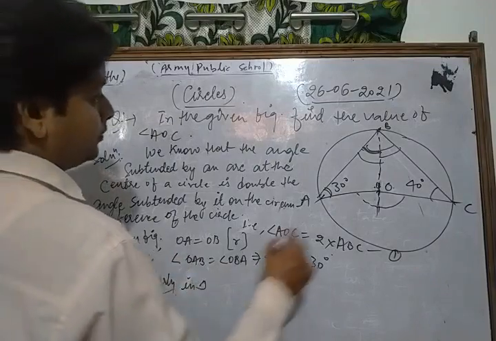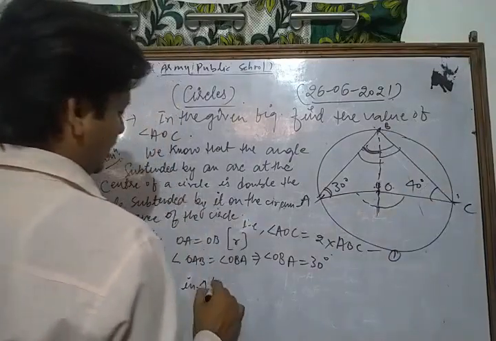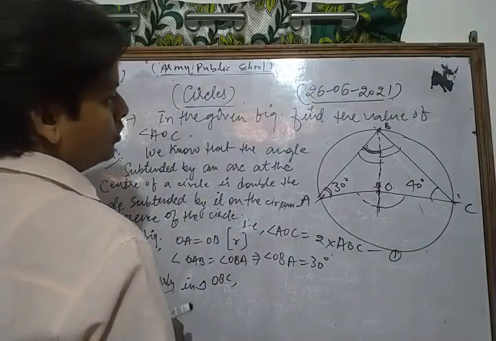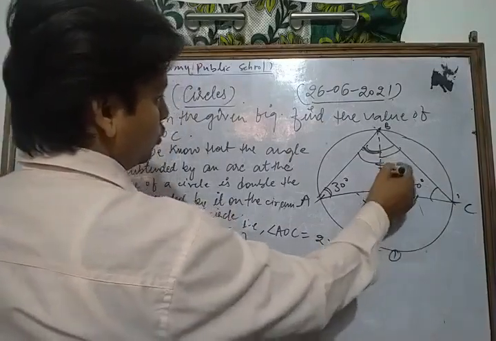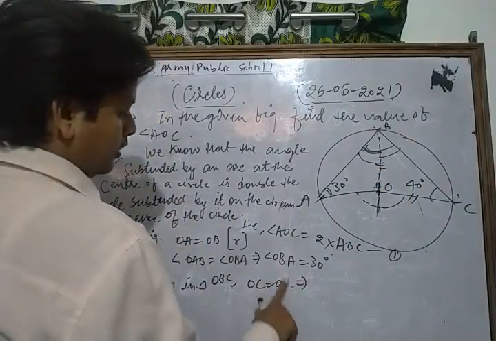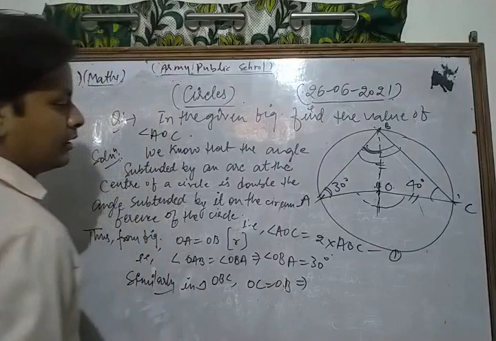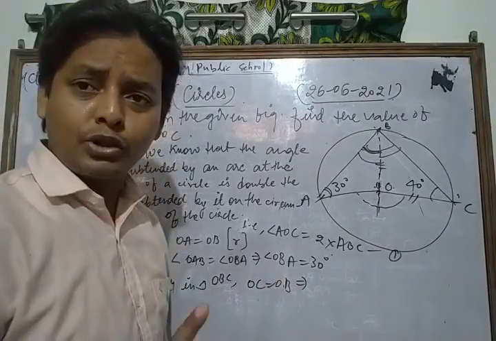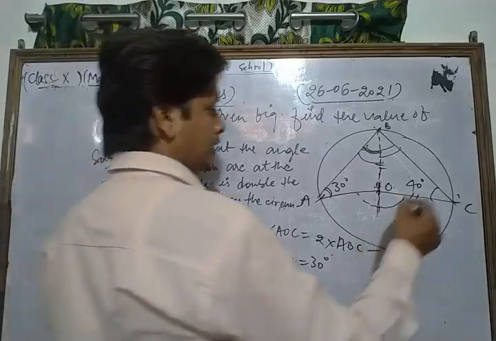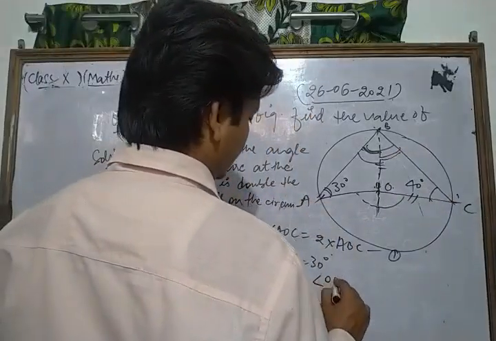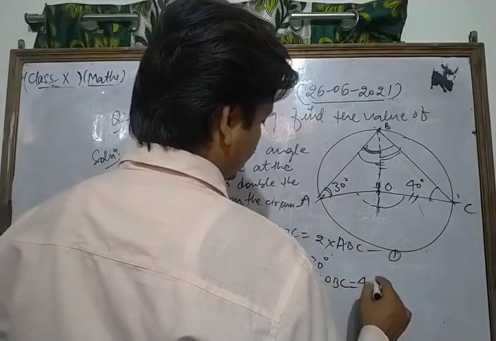Similarly, in triangle OBC, OB is equal to OC, each equal to radius R. Thus the angles opposite to equal sides are also equal. This angle is 40, so this is also 40. So angle OBC is 40 degrees.